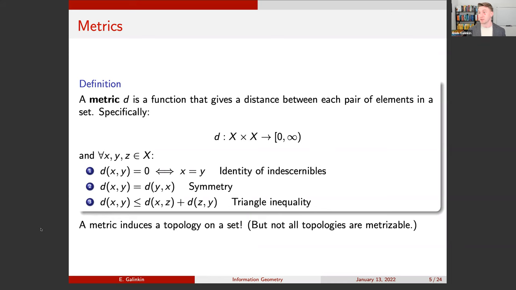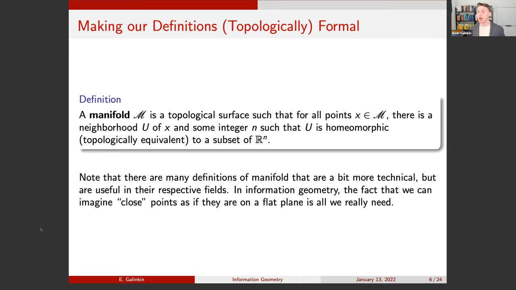And so if we want to make our definition of a manifold topologically formal, we say that a manifold M is a topological surface such that for all points X on M, there is a neighborhood U of X and some integer N, such that U is homeomorphic, which is topologically equivalent, to a subset of Rn. Which just means that every point has some space around it that is flat. So if N is 2, that means that every point has a space around it that is R2. It's the XY plane, which is a super nice property to have. We really like this property because it lets us do a lot of really cool things.